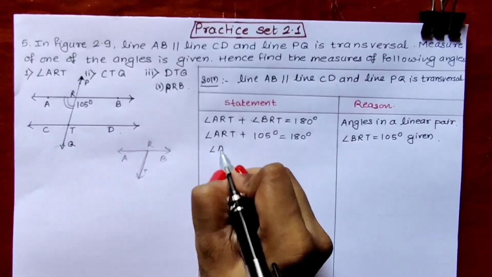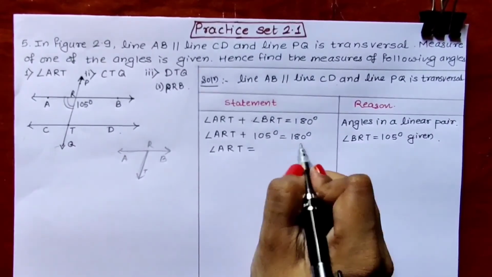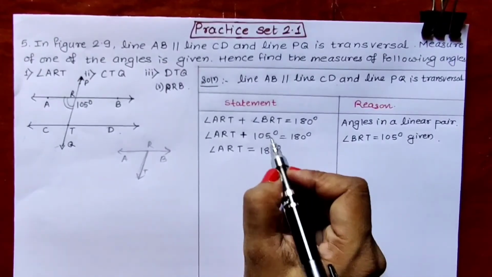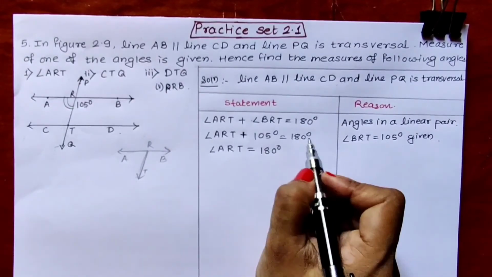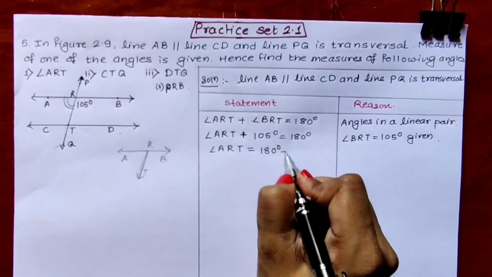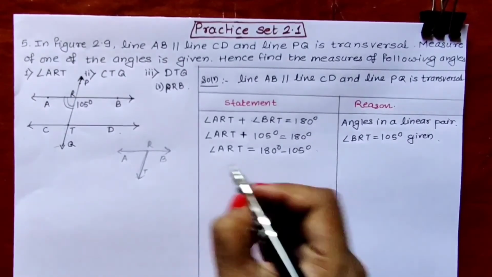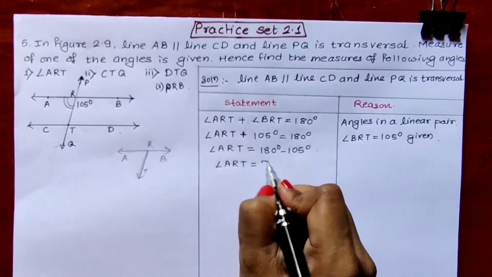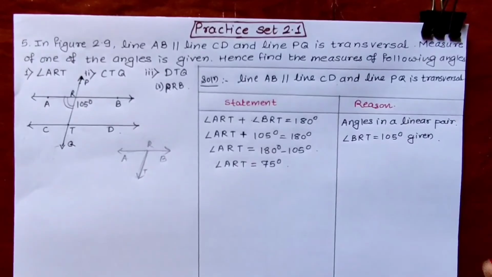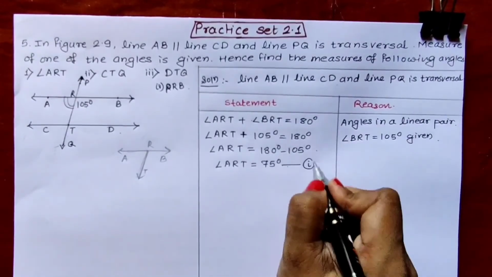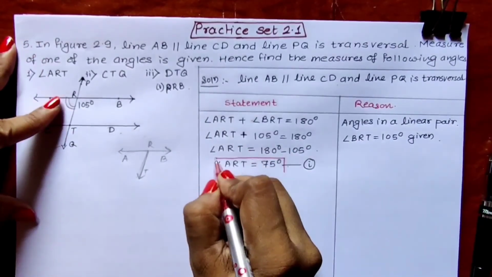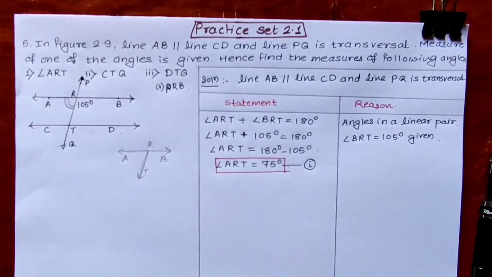Now ART as it is, I am going to write, is equal to 180 degrees as it is, I am going to write 105. We will transfer it from the left hand side of the equal to sign to the right hand side of the equal to sign. So it will become minus 105 degrees. And therefore angle ART will be equal to 75 degrees. This will be our equation number 1. I will put a box over here. So first answer we have got, ART we have got.